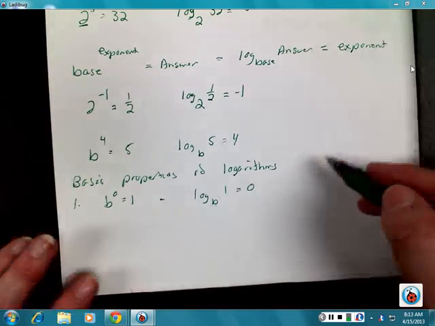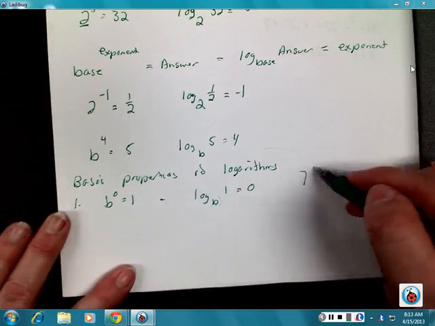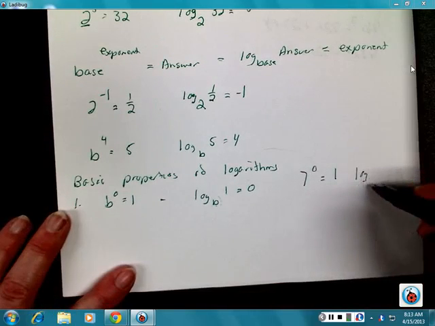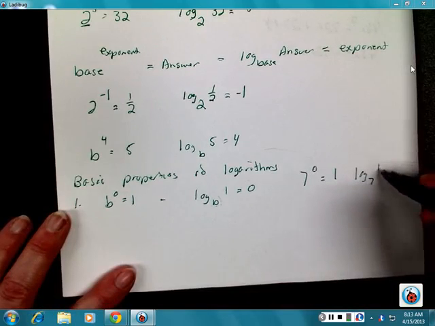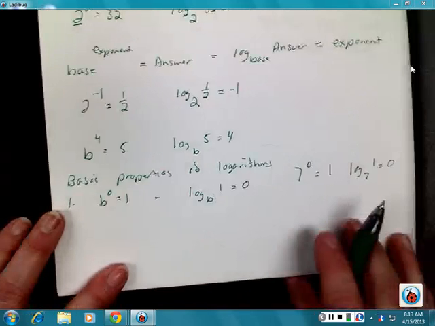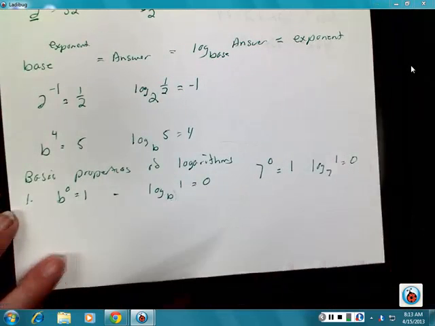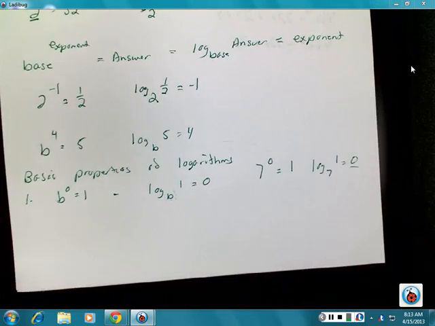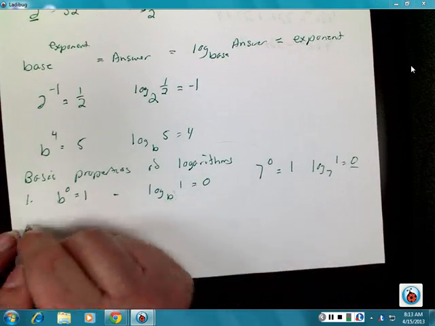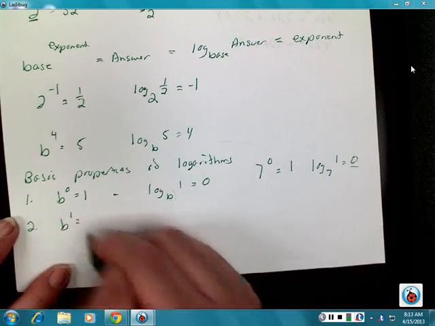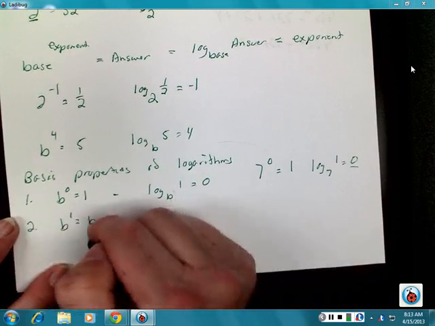So an example might be 7 to the 0 power is equal to 1, so its log will be log base 7 of 1 is equal to 0. So if you see that combination where you get a 1 in this position, it's automatically going to be known to be 0 because of reversing those. Number 2, the second one, is b to the first power is of course going to be equal to b.